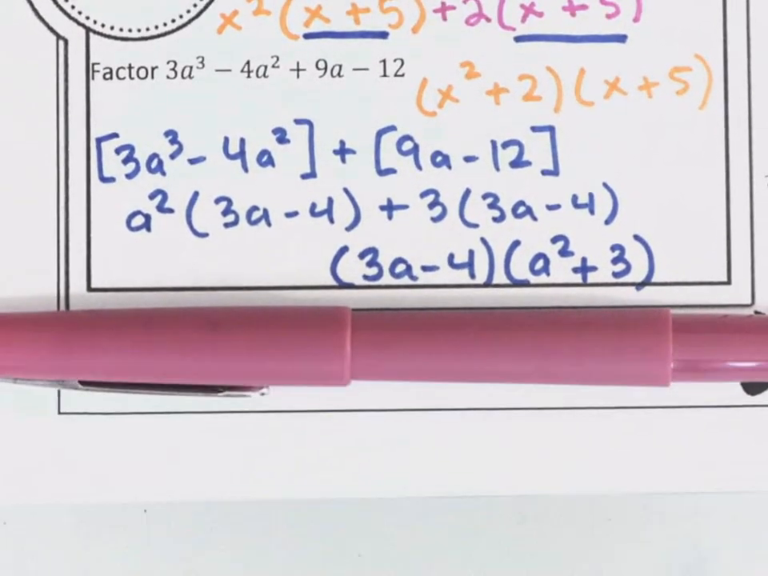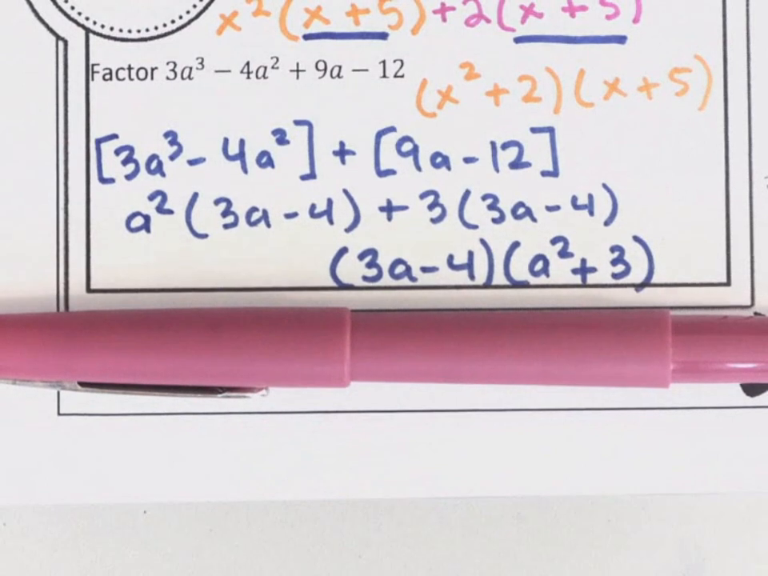All right, a squared minus 4 times, 3a minus 4 times a squared plus 3. Feel okay? Factoring by grouping. Any questions?